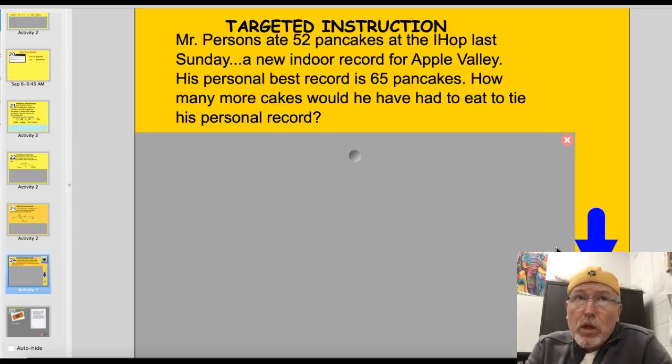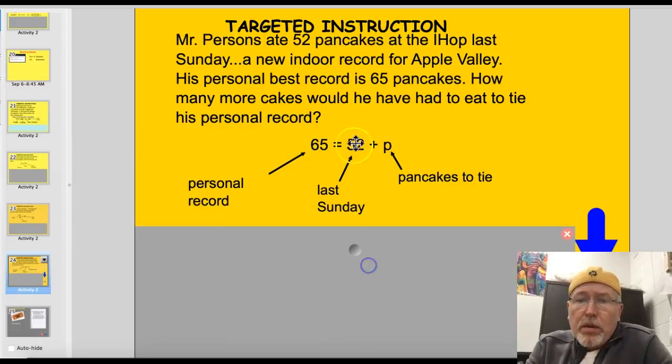See if you can think about the equation now that you've solved it. All right, let's take a quick peek. Well, here's the 65. That's his personal best. And that's going to be equal to last Sunday's plus how many more pancakes to tie? Well, if I eat 10 more, it would be 62. So there's got to be 3 more after that. So 13 more pancakes to tie. The target is just that simple, folks.